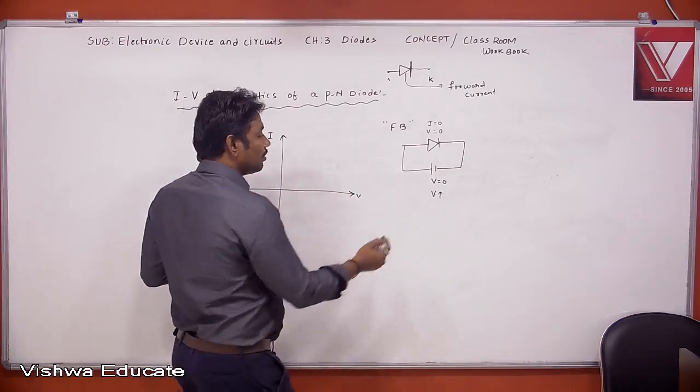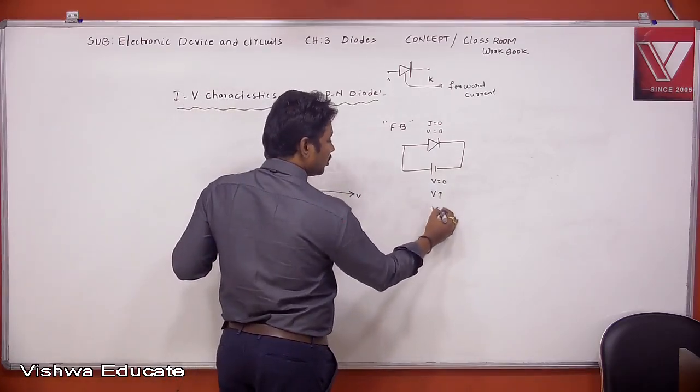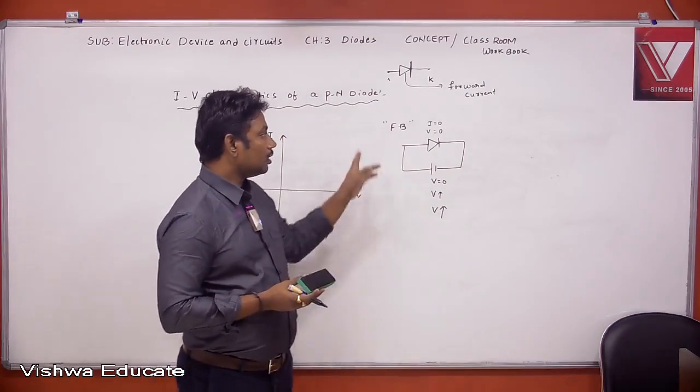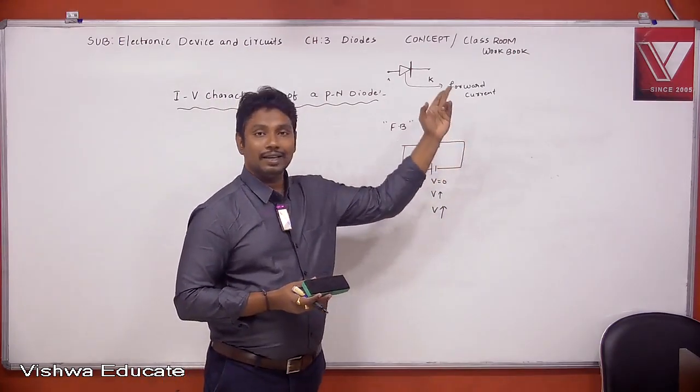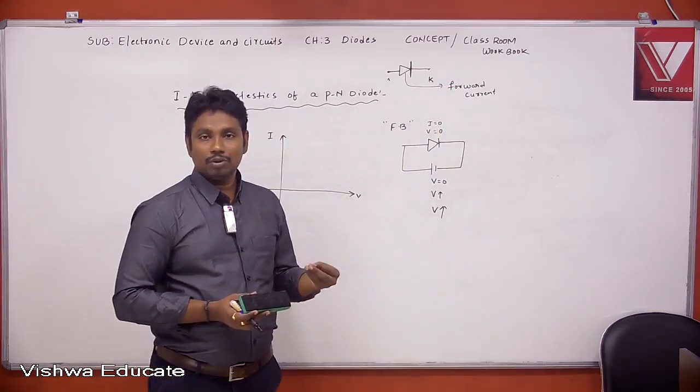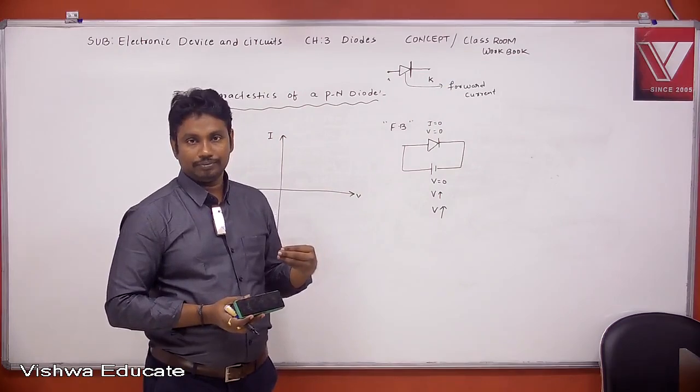Next, if the applied voltage is increased further, what happens? The current through the diode suddenly increases. Why does it suddenly increase? Due to cancellation of the barrier.